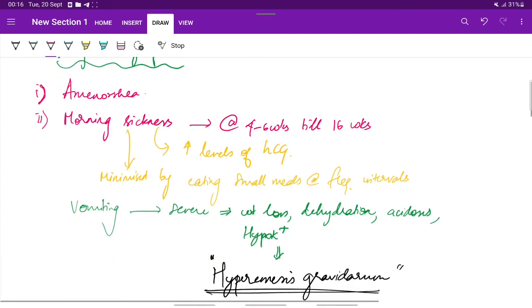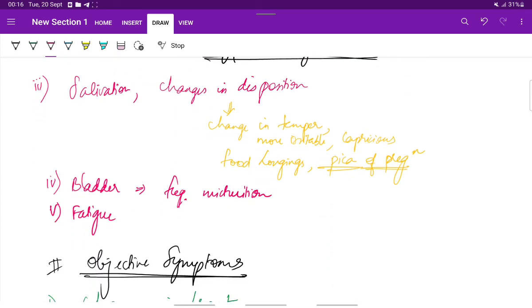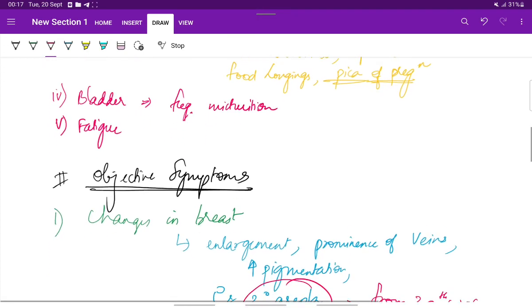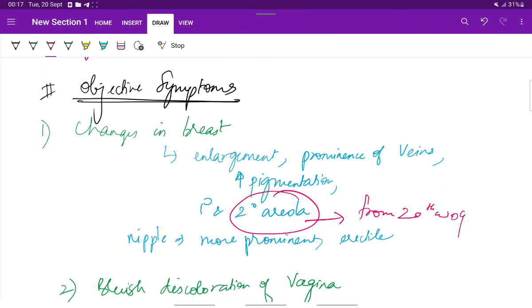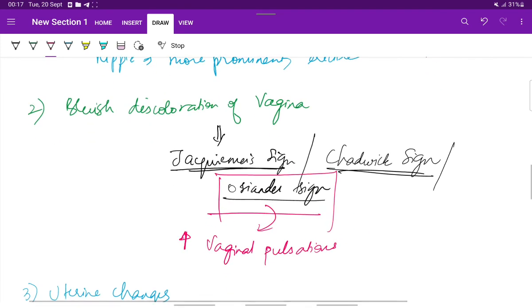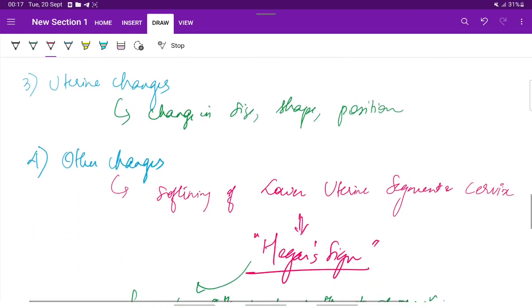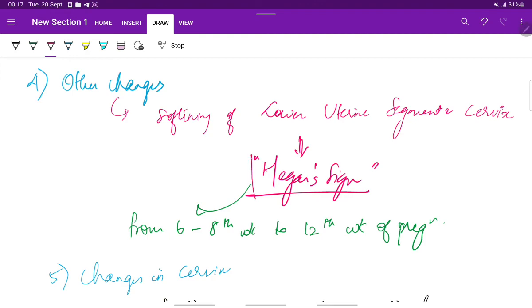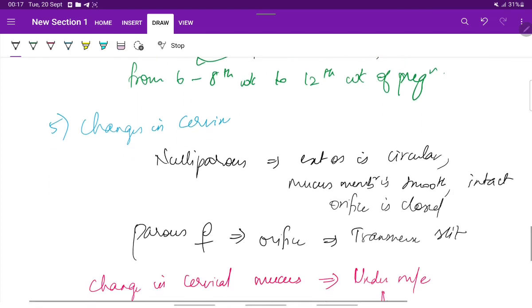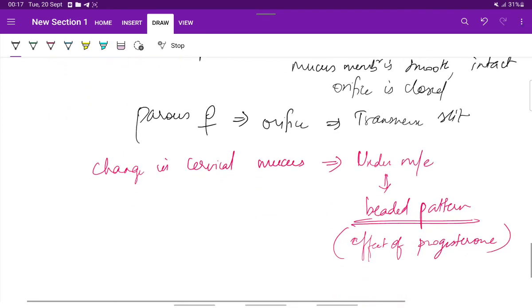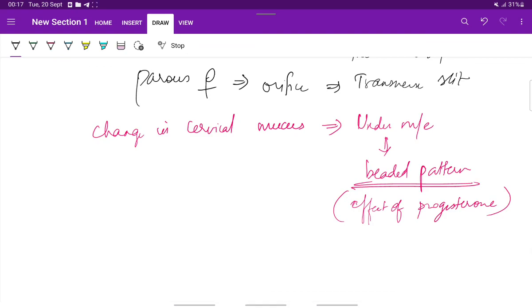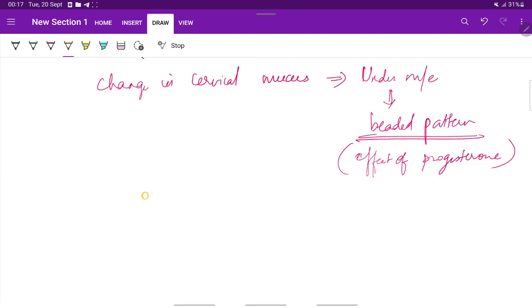The subjective symptoms include amenorrhea, morning sickness, salivation, changes in disposition, the bladder symptoms like frequent micturition, and fatigue. Objective symptoms include the changes seen in the breast and some signs in vagina called Jacquemier's sign, Chadwick sign and Osiander's sign. Uterine changes and other changes which include Hegar sign. And changes in cervix as in nulliparous and parous women. Also there is change in cervical mucus. This is all about the diagnosis of pregnancy in the first trimester based on the symptoms.